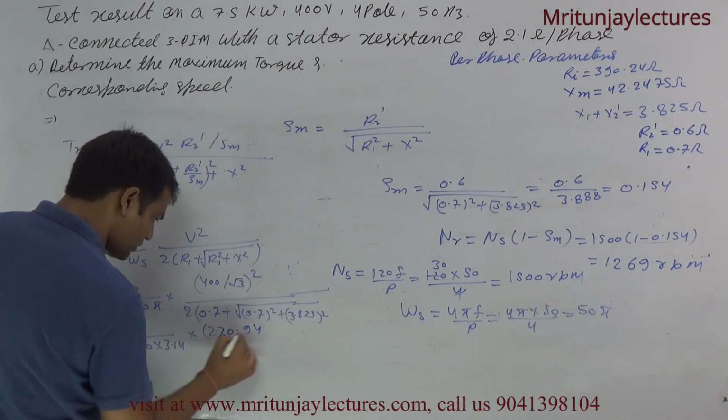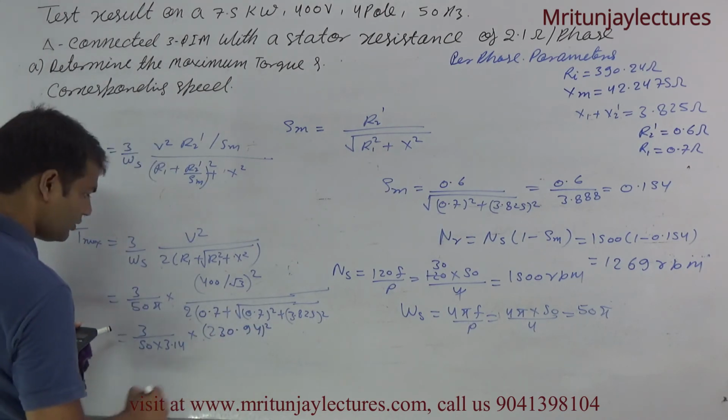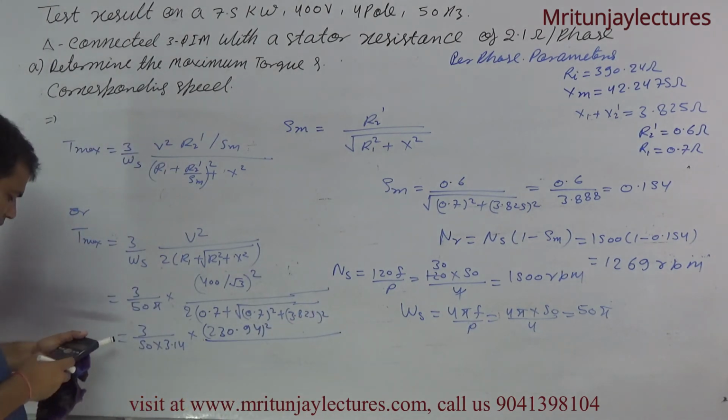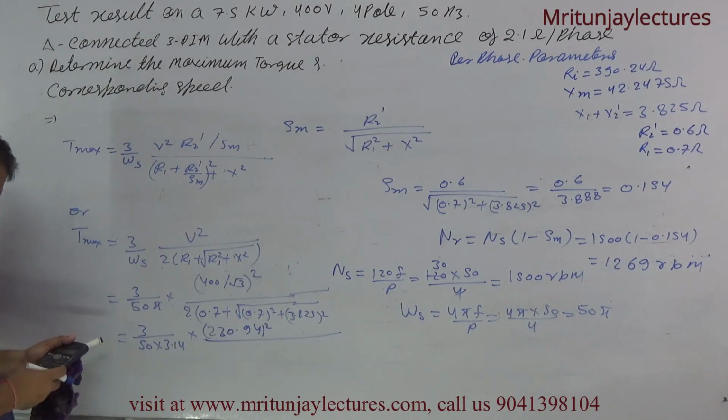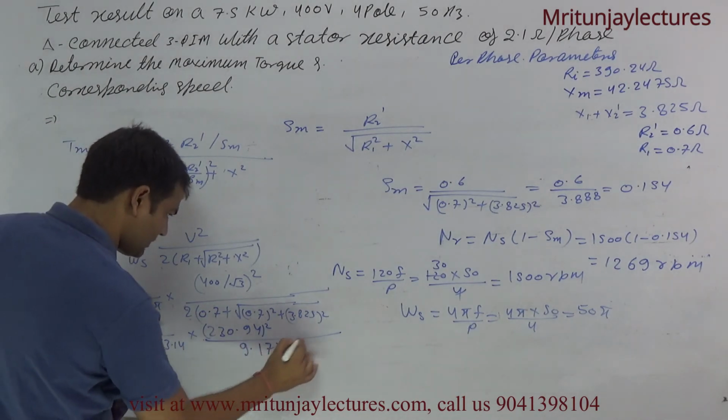230.94 to the whole square, divided by 0.7 to the whole square plus 3.825 to the whole square. Under root of this, like 3.8 plus 0.7 into 2, that is 9.177.